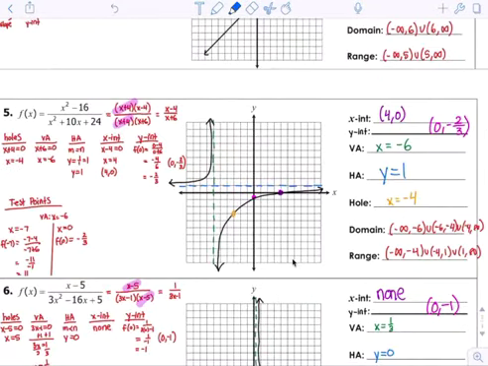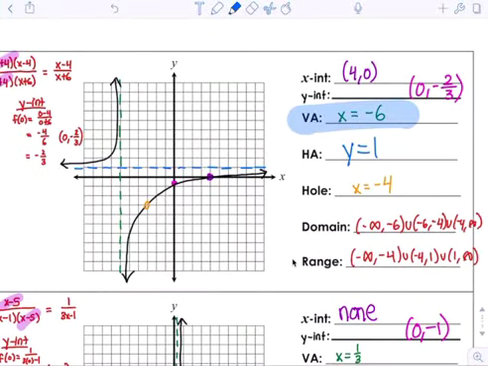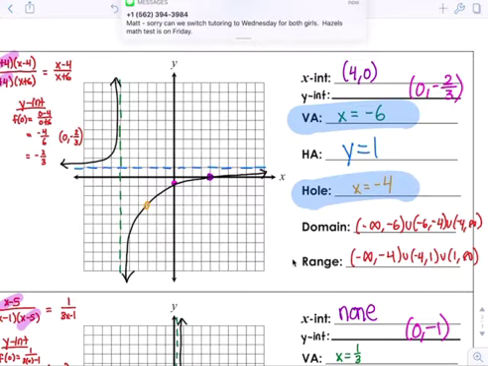Okay, so domain and range time, right? So for domain, we have to use our vertical asymptote and our hole. So I'm going to do negative 6 first because that's smaller than negative 4. So negative infinity to negative 6, union, negative 6 to negative 4, union, negative 4 to infinity.